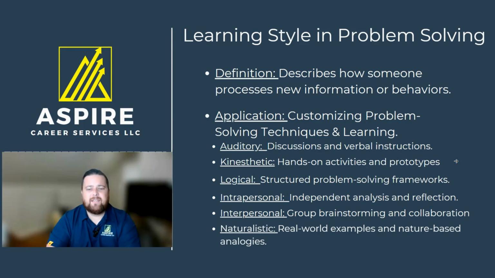And then you have naturalistic. So these are real world examples and nature based analogies. These are individuals that want real life examples that they can see out in the real world to be able to learn and associate what they're trying to learn, or a new concept, and basing it off of something else that they already know.